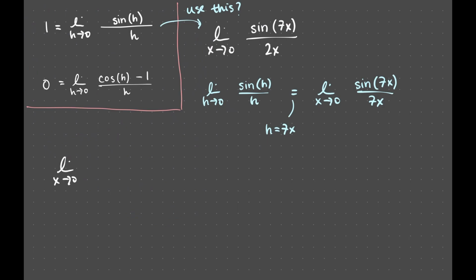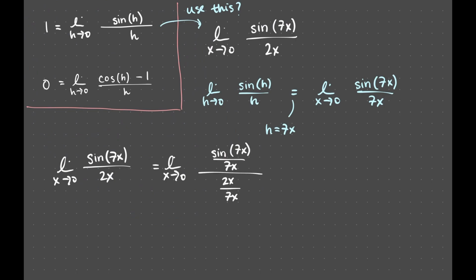Now, the trick is to ensure that this type of fraction of sine of 7x over 7x appears in the limit that we're considering in the problem. For that limit though, even though we have a term that looks like sine of 7x in the numerator, there's no term that looks like 7x by itself. So, what we can do is introduce the 7x term ourselves by dividing the numerator and the denominator by 7x.